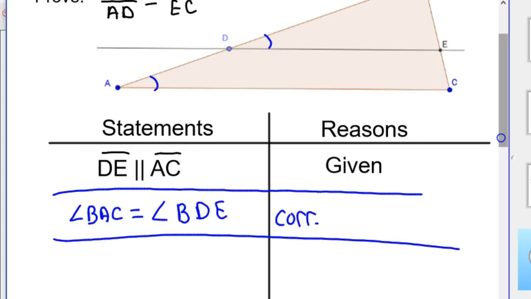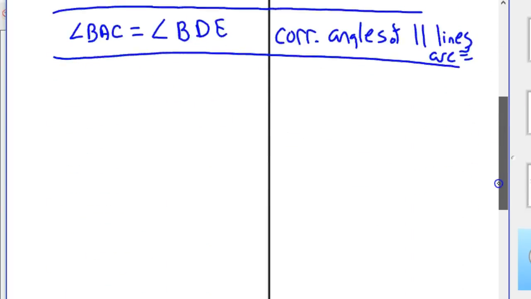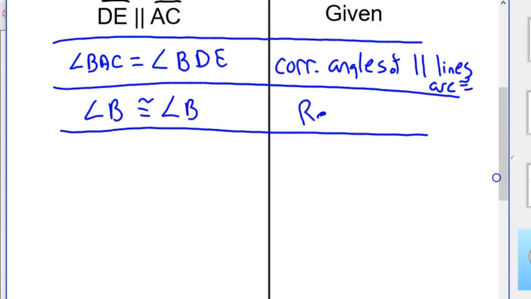and the reason for that is corresponding angles. So I'm going to call it CORR, angles of parallel lines are congruent. Okay, we also know that both triangles, the small one and the big one, share angle B. So we know that angle B is congruent to angle B. And that's called the reflexive property.